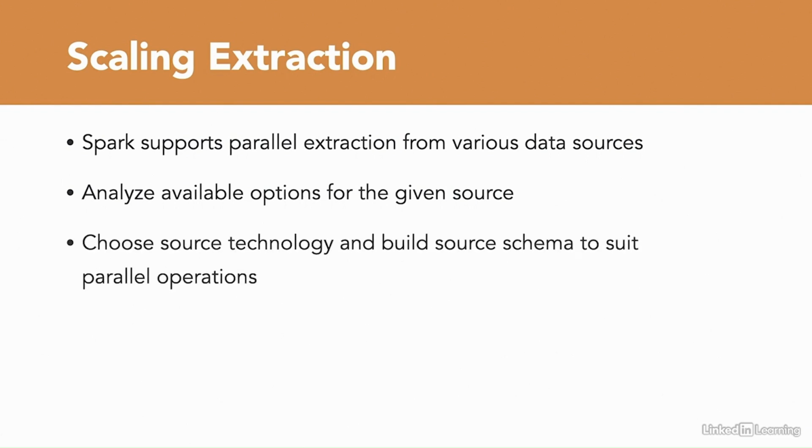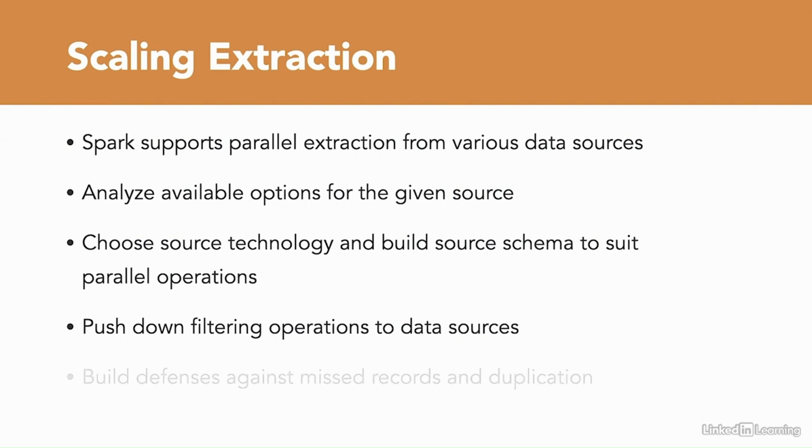If possible, choose a source technology and build the source schema in such a way to suit parallel operations. This option is only available if the source systems are also being designed and built at the same time as the data engineering pipelines. Spark supports predicate pushdowns. This pushes down filtering operations to the data sources, so unwanted records are not read into memory. Leverage them when possible. When doing parallel extractions, build defenses against missed records and duplicate records to ensure accurate results.